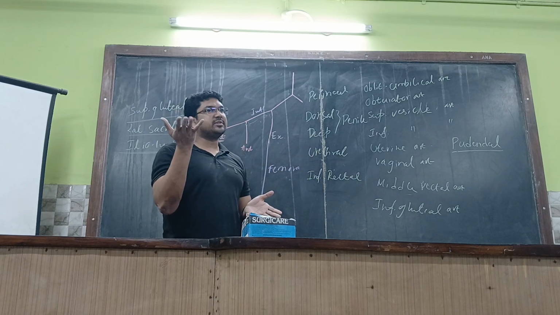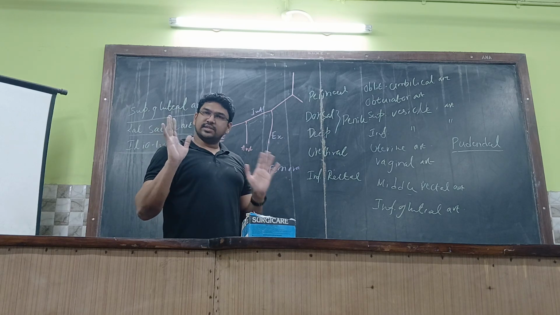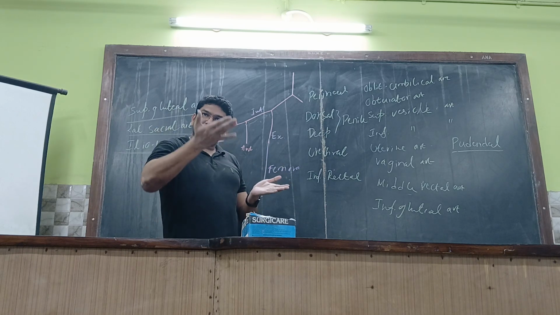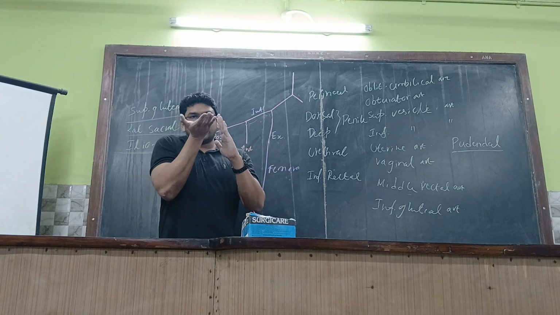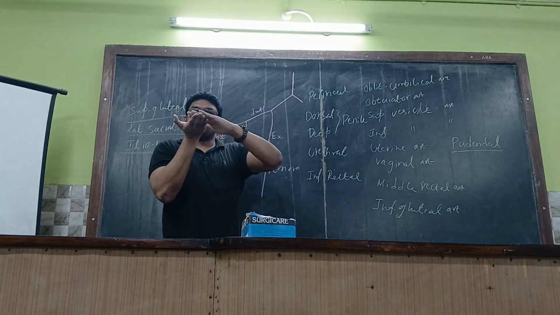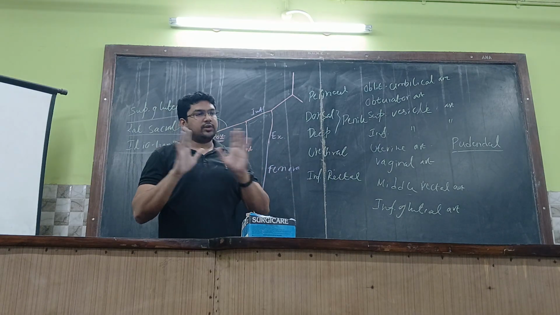I have told you where the perineum is present. Simply to remember, in between the two thighs, the lower aspect of the pelvis is the perineum. Wherever the genital region in front and anal region behind are present, that entire region is called the perineum. Could you remember or not?